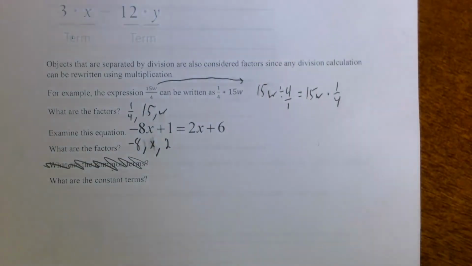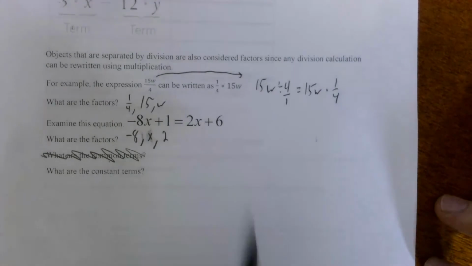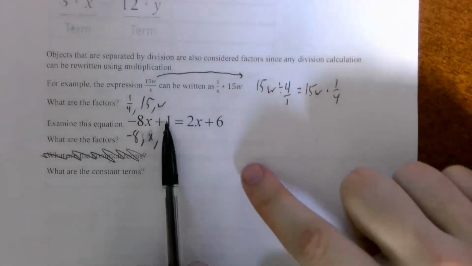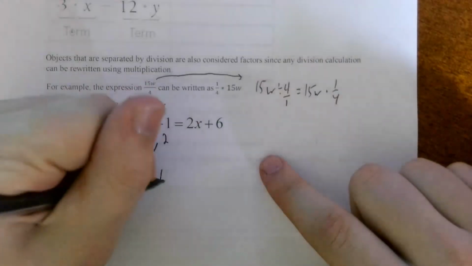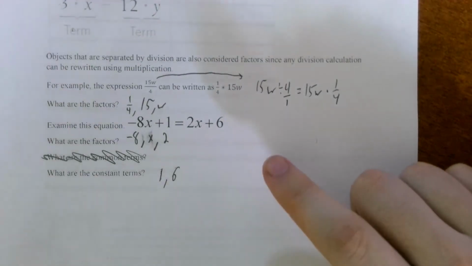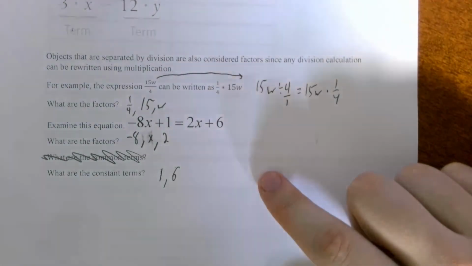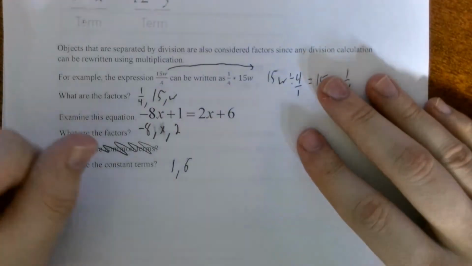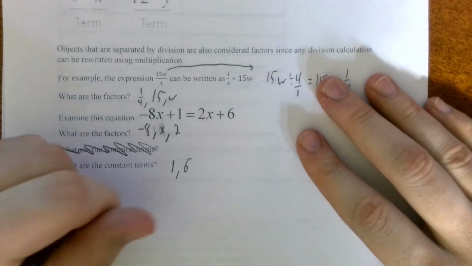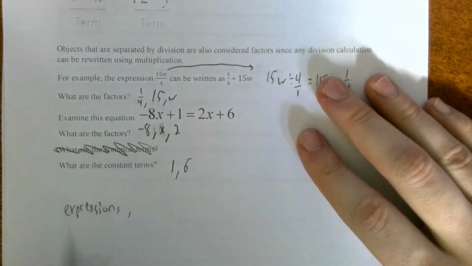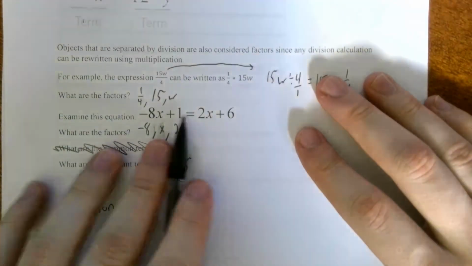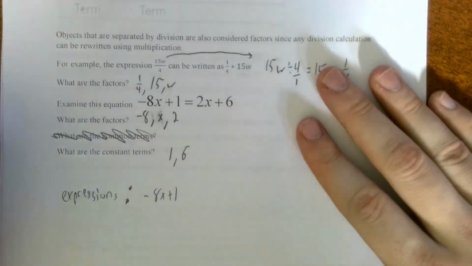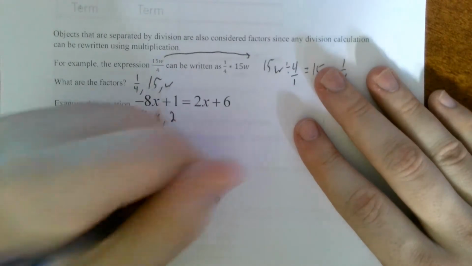So what are our constant terms? So what's constant in this up here? So my constant terms are the things without variables in front of them, right? So 1 and 6 in this case. Okay. Now I could say, if I was looking at this as an equation, what are my expressions in this equation? So my expressions in an equation are just everything to the left of the equal sign and everything to the right of the equal sign. So negative 8x plus 1 is one expression, and the other one is 2x plus 6.